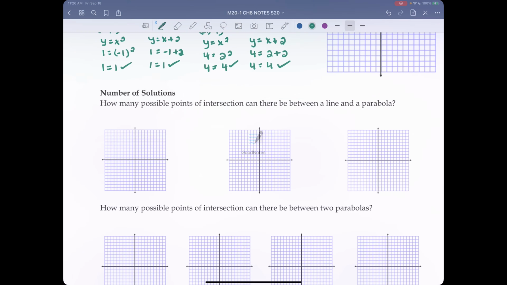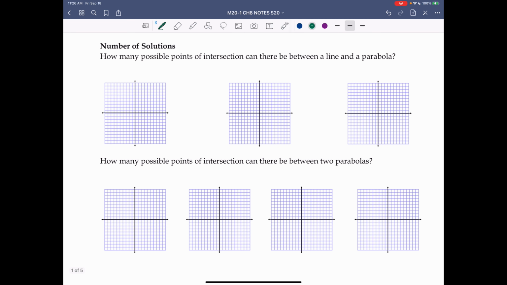I'm going to get rid of this. Number of solutions. How many possible points of intersection can there be between a line and a parabola? Well, we saw the example we just did where we had two solutions. So in that case, we will typically have a parabola that either opens up or down, and then we have a line that crosses through the parabola, and we get 2 points of intersection.